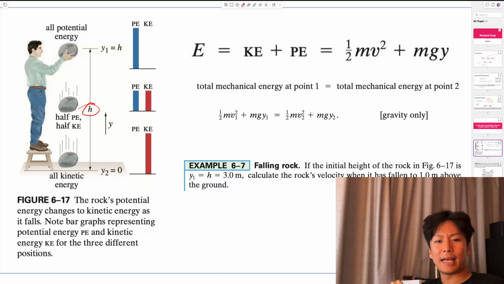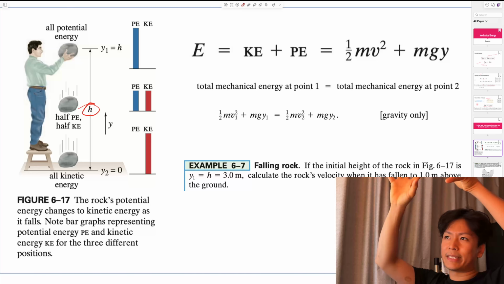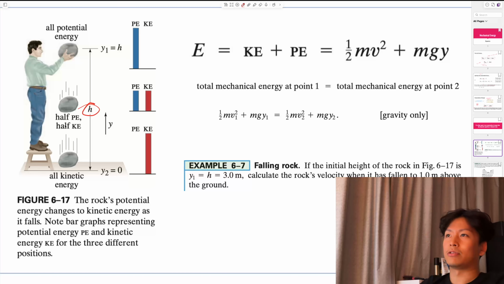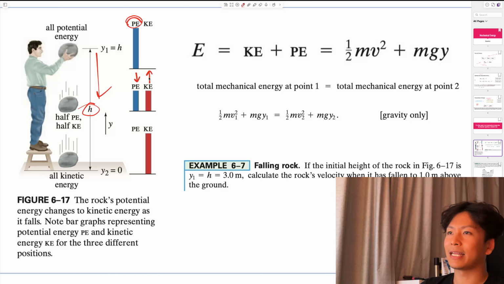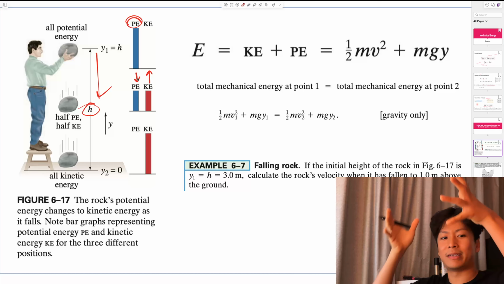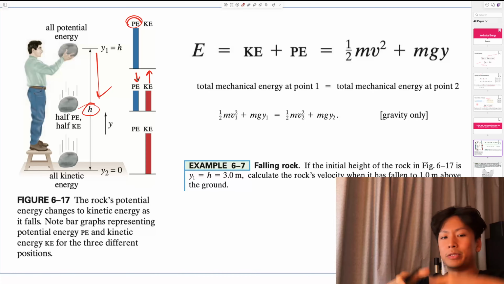As the rock falls, the potential energy is going to decrease. So starting from here at this height, you have this much potential, right? And then as it falls down, the potential energy decreases, but the kinetic energy is going to increase, which makes sense, right? Because the rock is now speeding up towards the ground.